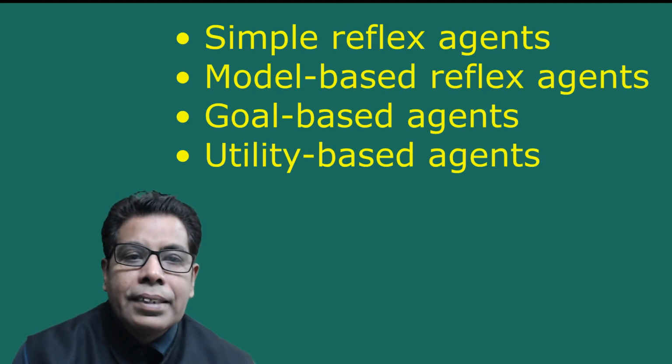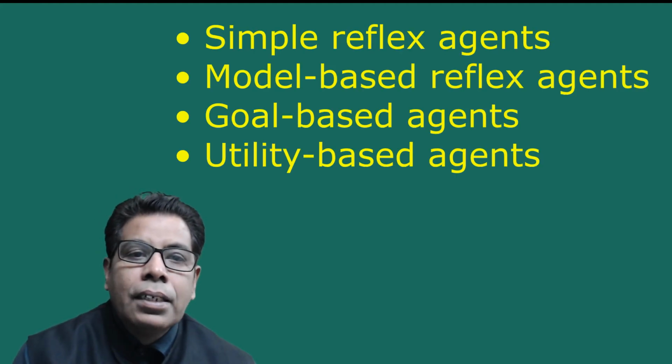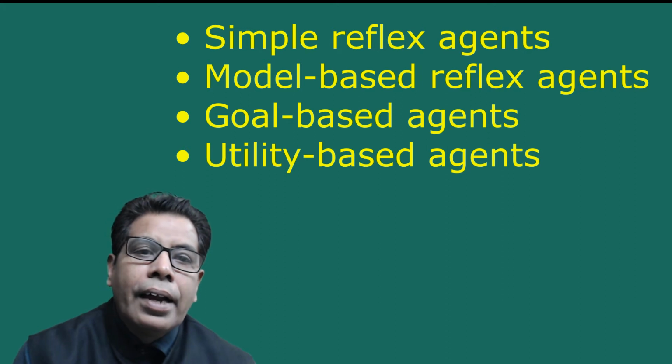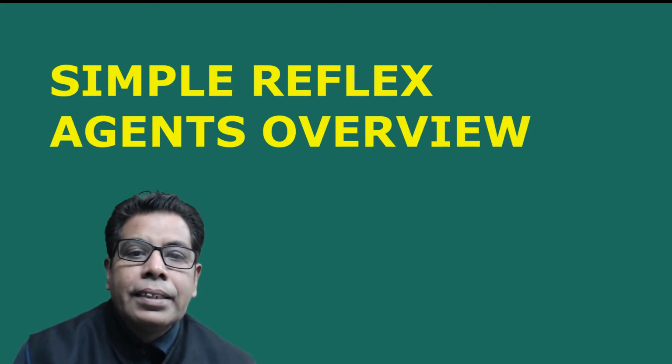Then let us go to the types of agents. There are four basic kinds of agent programs that embody the principles underlying almost all intelligent systems. First is simple reflex agents, then model-based reflex agents, then goal-based agents, and utility-based agents. Then let us go to the simple reflex agent overview.